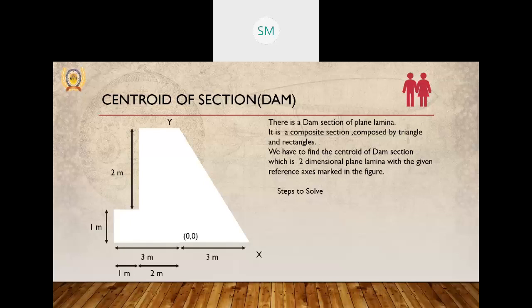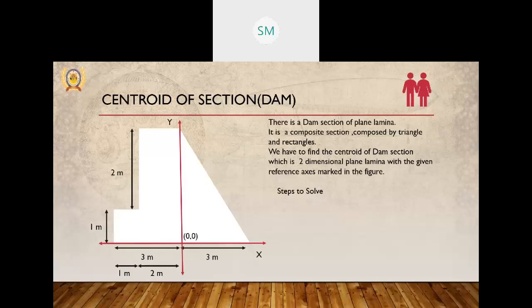Coming to another section, that looks like a dam section of a plane lamina. We have to find the center of the dam section, but all the time in previous figures we had chosen the reference axis of our own choice. This time we don't have our choice to choose the axis. The axis has already been given in the figure. These red color lines x and y, they are given. We have to find the centroid with respect to these reference axes.